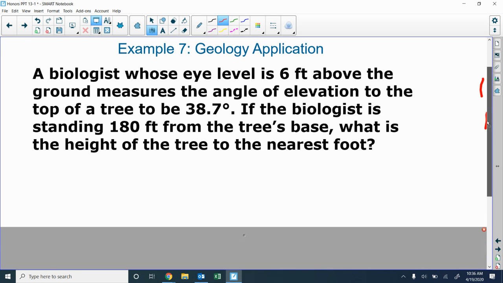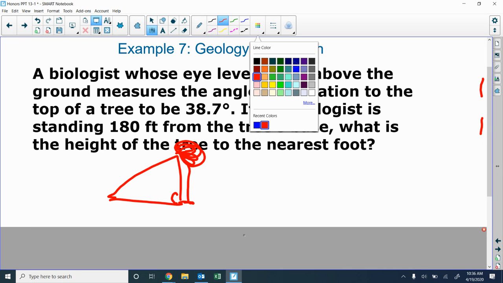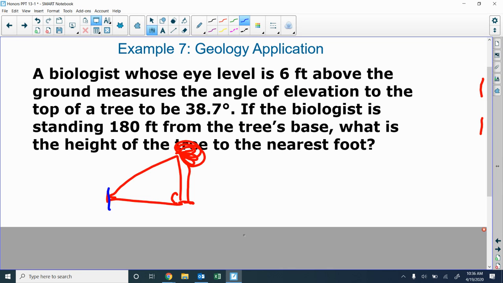Here is a biologist whose eye level is 6 feet above the ground, measures the angle of elevation to the top of a tree. Okay, so let's draw out a diagram here. So we got the right angle. That's my best imitation of a tree. The problem is the guy's standing here, of course. Gotta make him a different color. He is standing, and he is what? Off the ground? 6 feet.